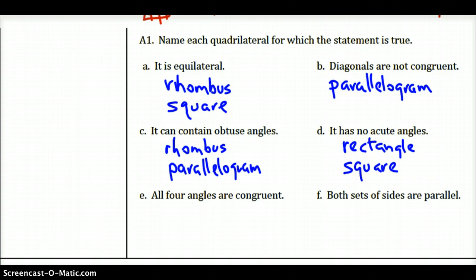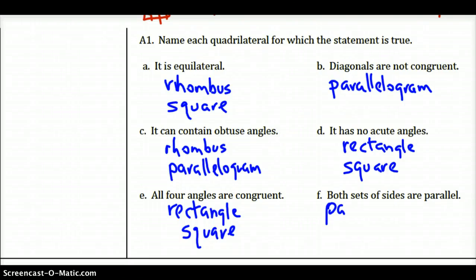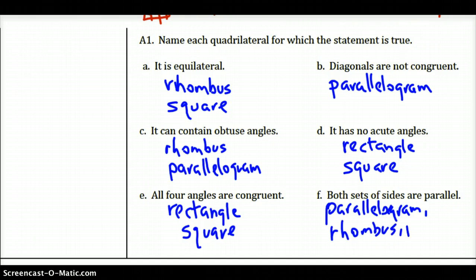4 angles are congruent: rectangle and square. Both sets of sides are parallel. Well, it's going to be all 4 so far: parallelogram, rhombus, rectangle, and square. So those are answers to our first page.